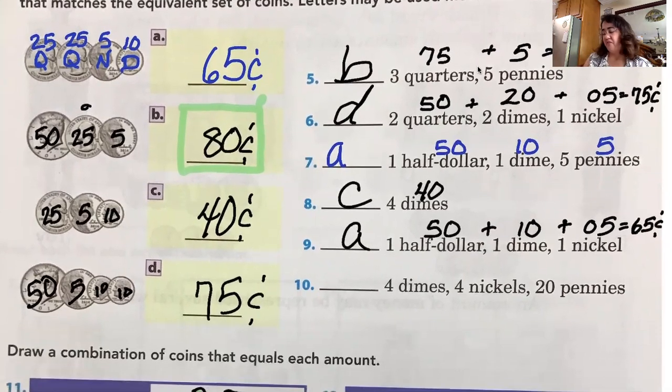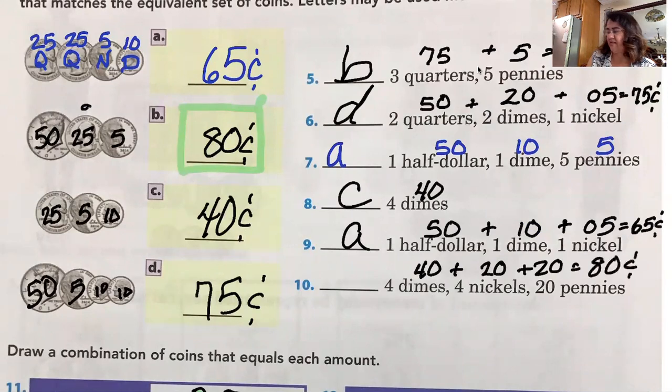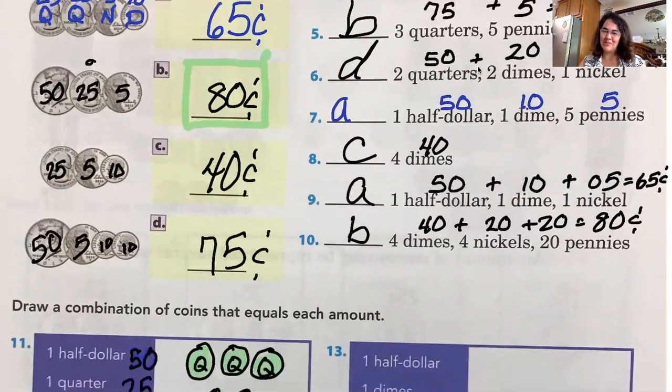Last one, 4 dimes, 40 cents, plus 4 nickels, 20 cents, plus 20 pennies is equal to what? 80 cents. Excellent. Are you shouting out at your screen, second graders? Good job. Keep working with me.